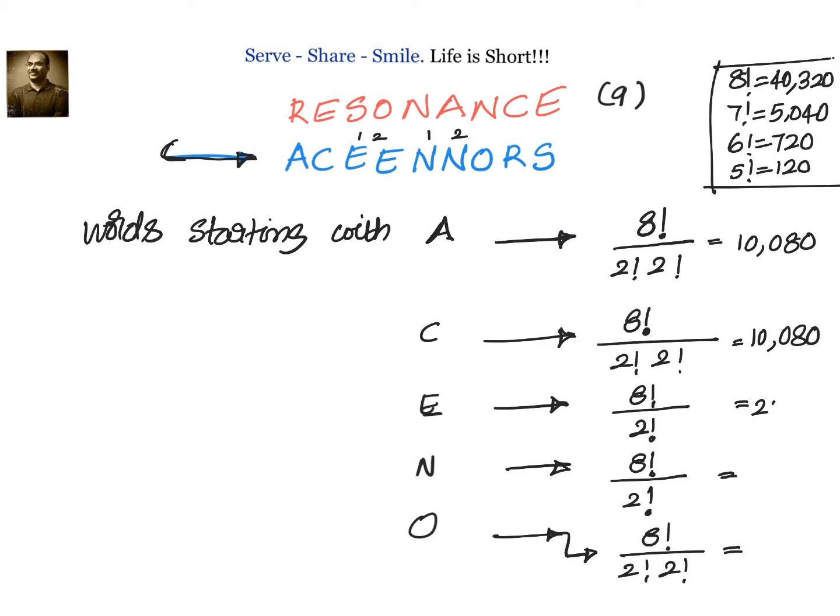And this is 20,160, because we are not dividing by two 2's, we are dividing by only one 2. Then 20,160 and again 10,080. Let us say this is 1 time, 2 times, 2 times, 1 time. So total 7 times 10,080, so that will be 70,560.